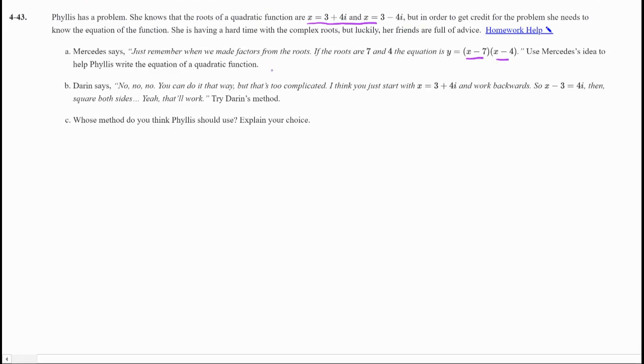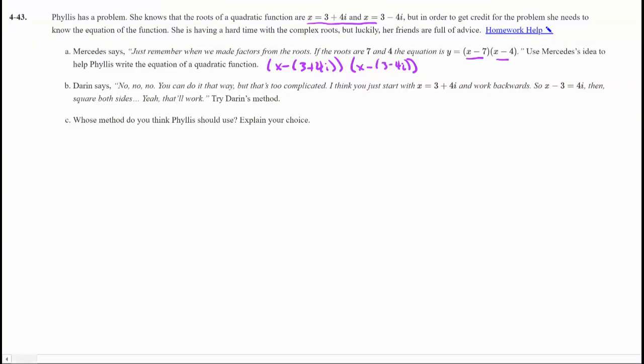So in this one, because it's 3 plus 4i and 3 minus 4i, I'm going to say x minus 3 plus 4i times 3 minus 4i. So far, so good.